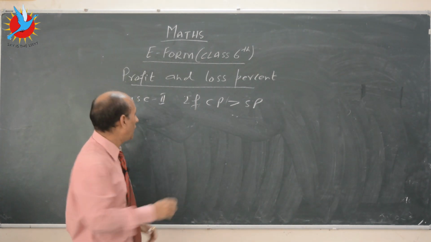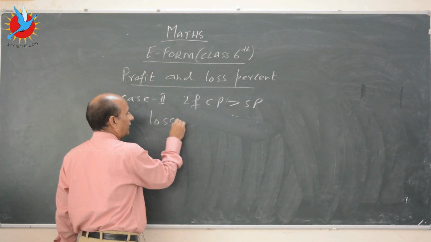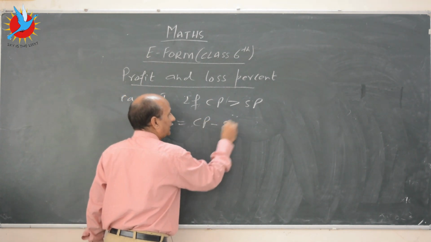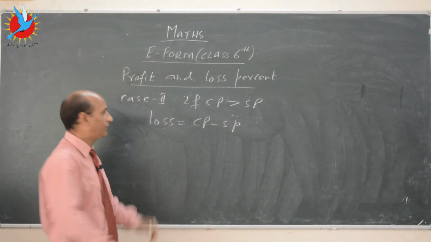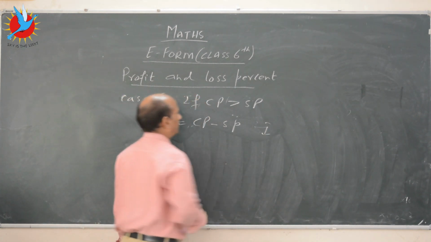So, how to find the loss? Loss is equal to CP minus SP. This is the first formula for finding the loss.